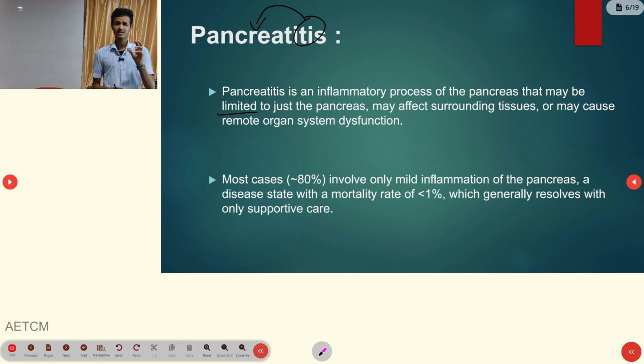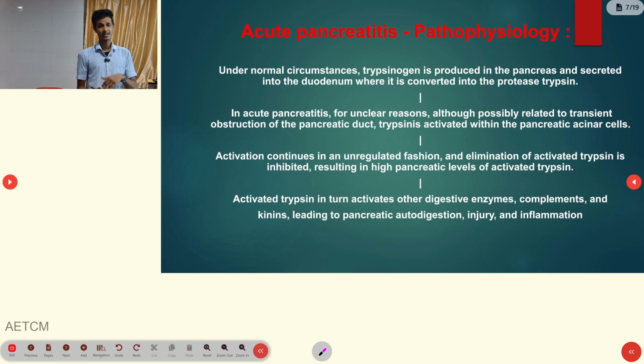In most cases, acute pancreatitis will be a mild inflammation. Even with supportive care, it will resolve. Mortality is less than 1% on record. So for the pathophysiology, I will try to explain in a very simple manner.